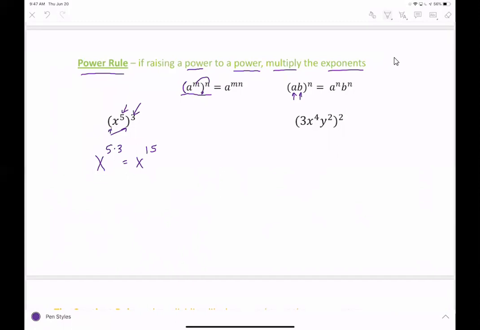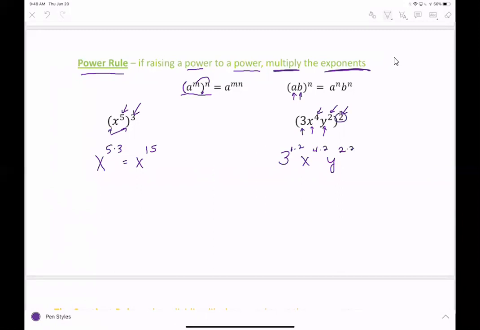Same rule applies here. So notice you've got these exponents inside and an exponent outside. But in this case, we have 3 different bases. We have 3, we have x to the 4, and we have y squared. The rule says we will multiply the exponents. In this case, when I look at the bases, my exponent for this 3 is an understood 1. So what we're going to do is we're going to multiply each of these exponents by 2 from here.